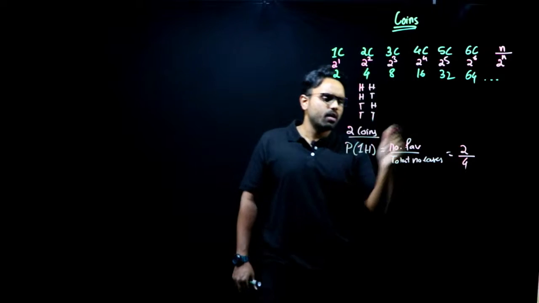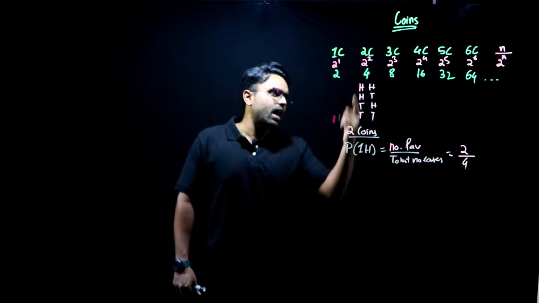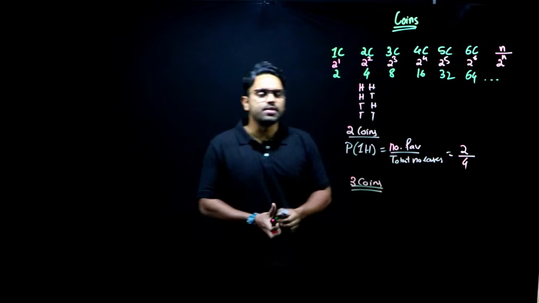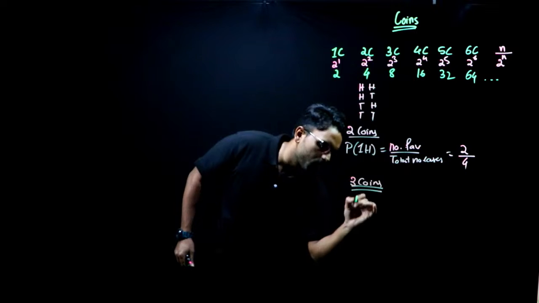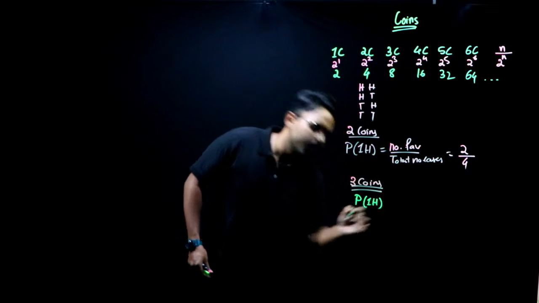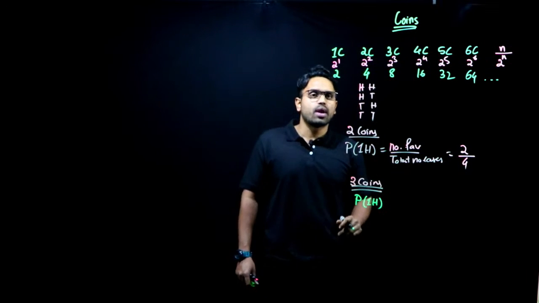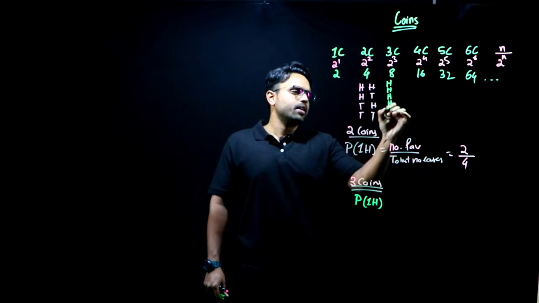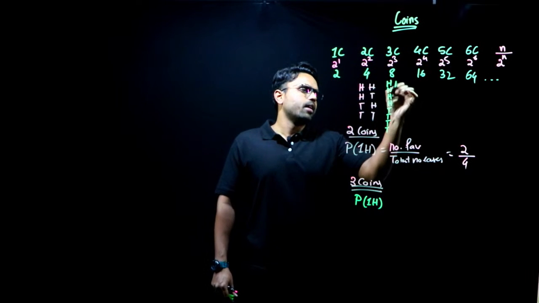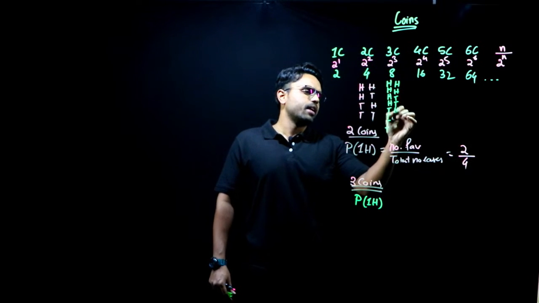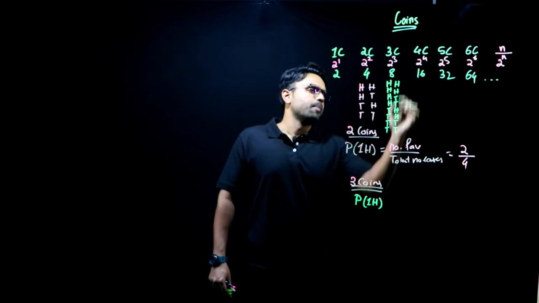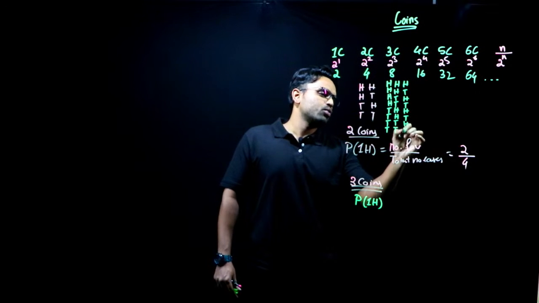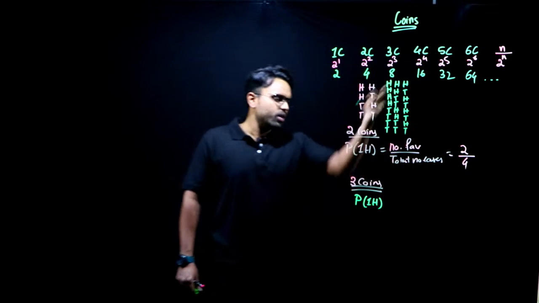But if I move a little bit ahead, and I ask you, with 3 coins, what is the probability of getting 1 head? You can still have the patience to write the table. What will that table look like? Head head head, head head tail, head tail head, head tail tail, and so on. This is the technique that we used in our school days. This is how we write it.